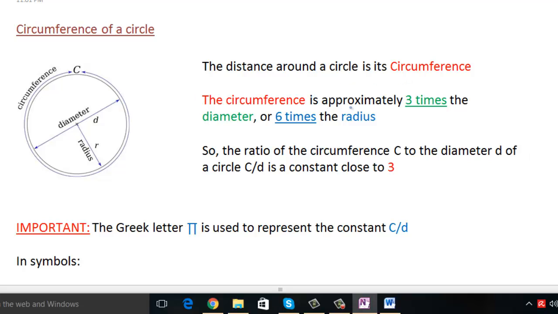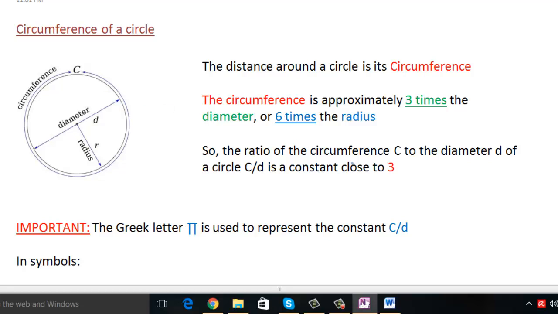The circumference is approximately 3 times the diameter, or 6 times the radius. We understand this because the diameter is double the radius, or the radius is half of the diameter, so this relation is true. So if the circumference is 3 times the diameter, that means it's 6 times the radius. Now, what is the meaning of the circumference being approximately 3 times? That means we can estimate: if we have a diameter of 10, right away the circumference is going to be 30. Or if the diameter is 5, the circumference is going to be 15, and so on.